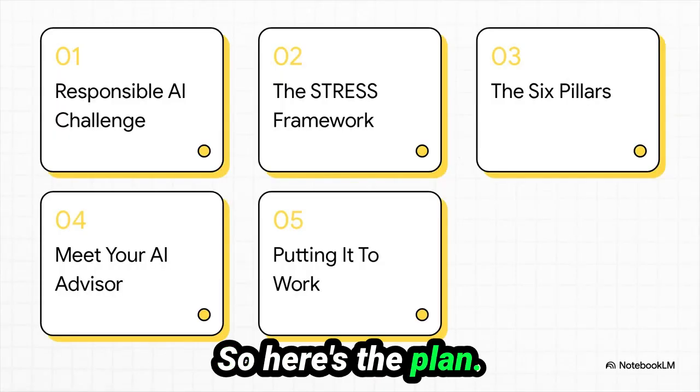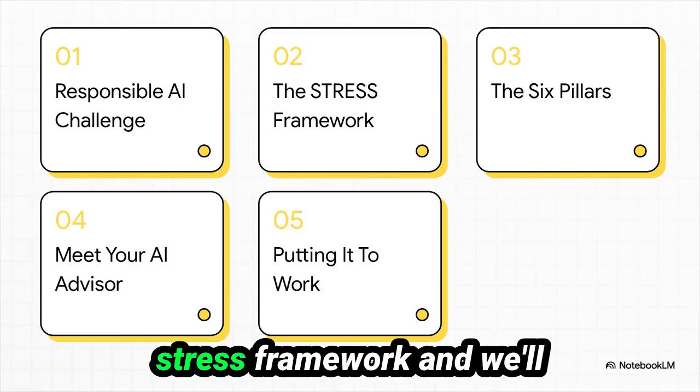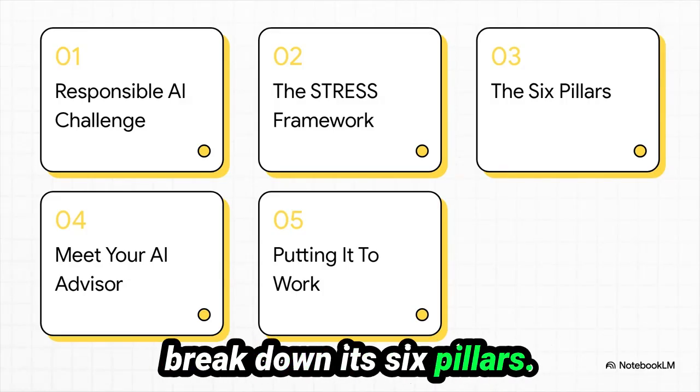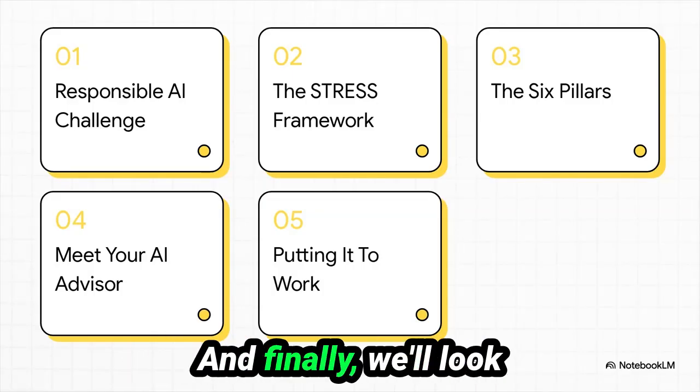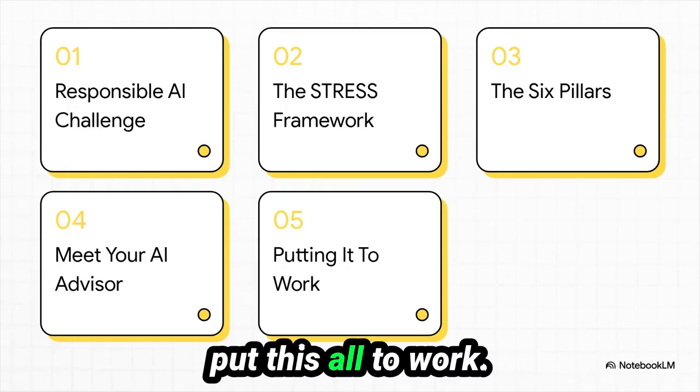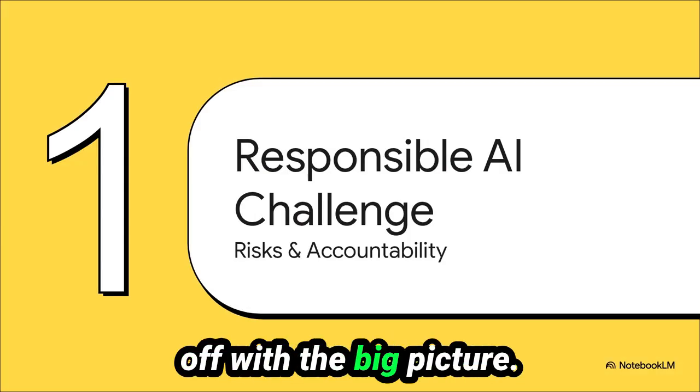So here's the plan. We'll start with the big challenge of responsible AI. Then I'll introduce you to the STRESS framework, and we'll break down its 6 pillars. After that, you'll meet the AI advisor they built to go with it. And finally, we'll look at how you can actually put this all to work. Okay, let's kick things off with the big picture.